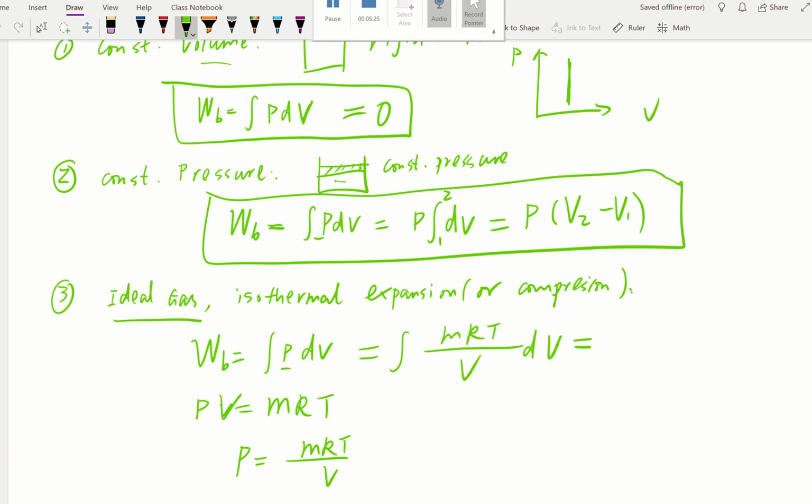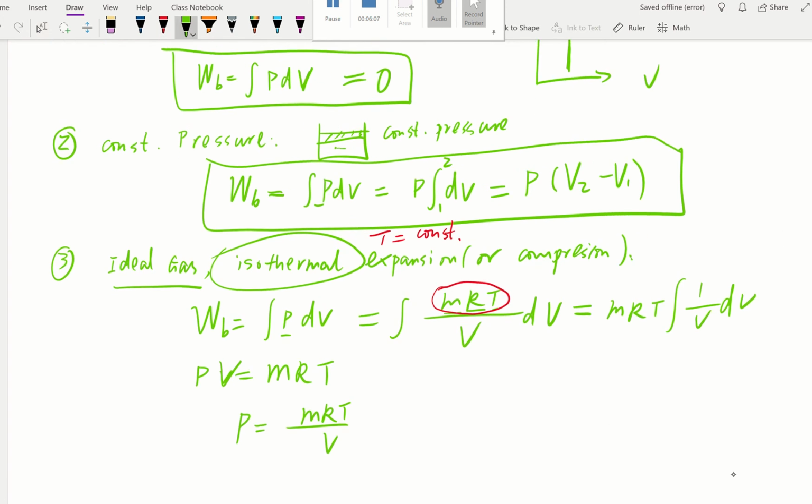Now let's look at this integration. Is mass a constant? Yes. Is R, the gas constant, a constant? Yes. How about T? Is T a constant? It is, because it's isothermal. When we talk about isothermal, that means temperature is constant. So all of mRT together is constant, and we can take it out of the integral. Then inside, we just have 1 over V dV.